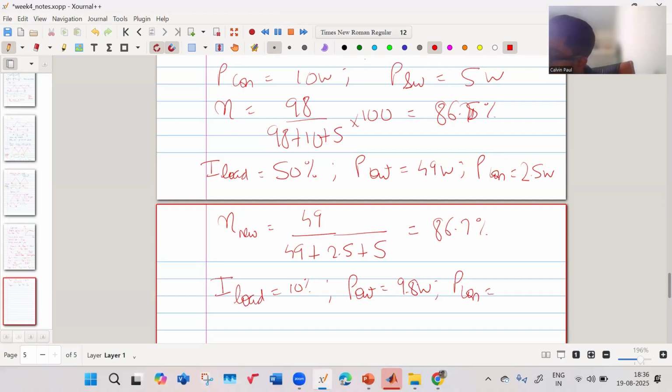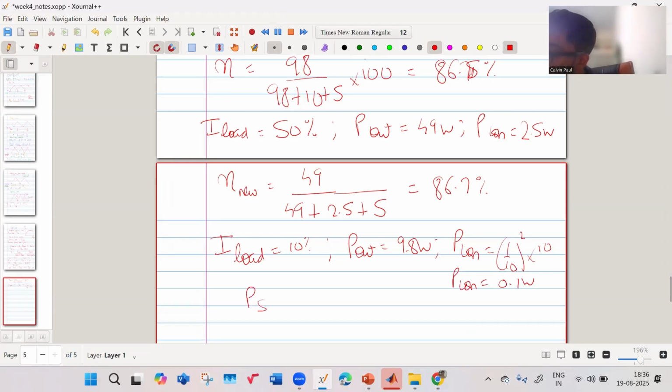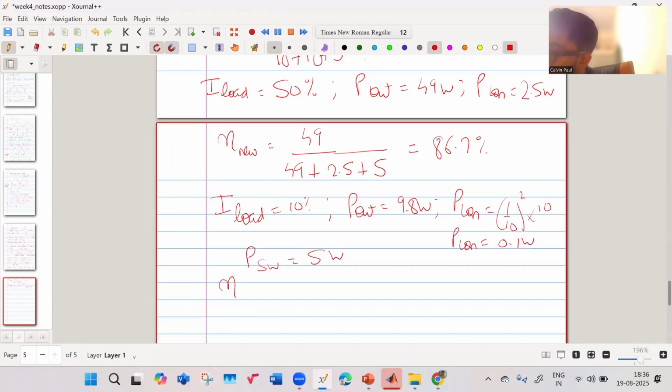So 1 by 10 square into 10. So my conduction loss becomes 0.1 watt. But my switching loss is 5 watt. So in that case, in the light load, let us see the efficiency. Output power is 9.8. Conduction loss is 0.1. But my switching loss remains 5. In this case, what is my efficiency?